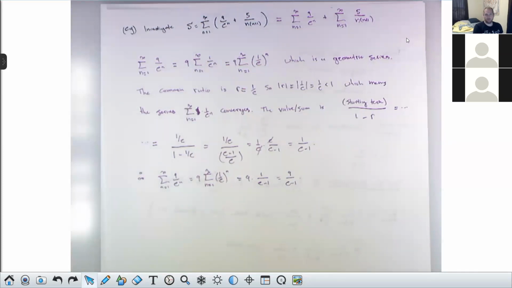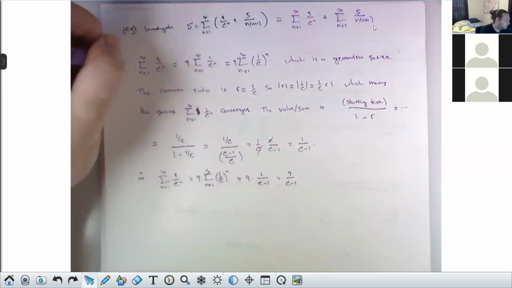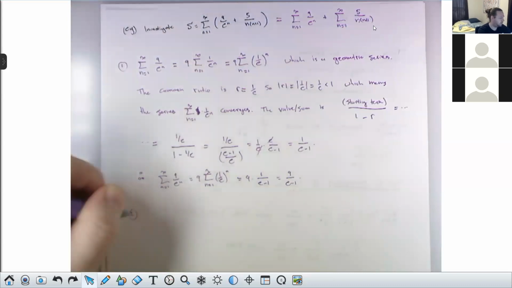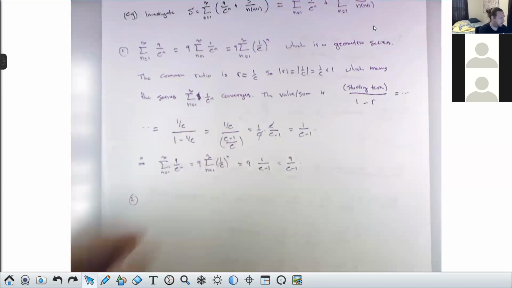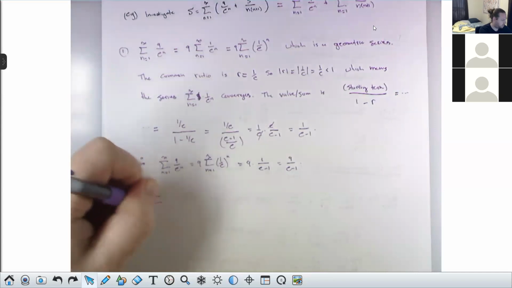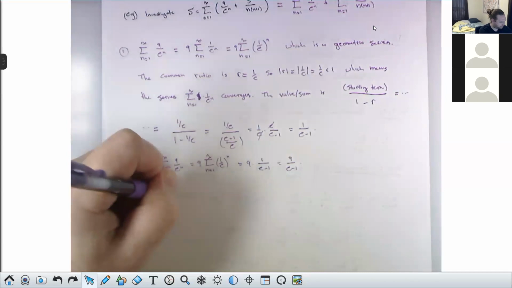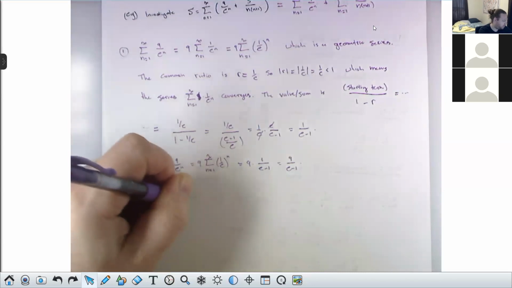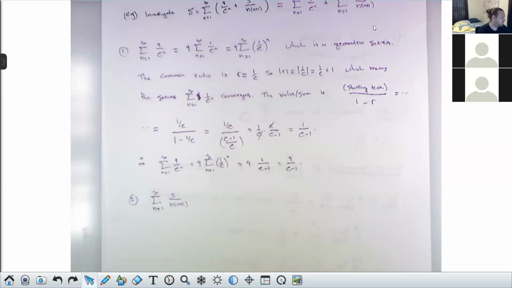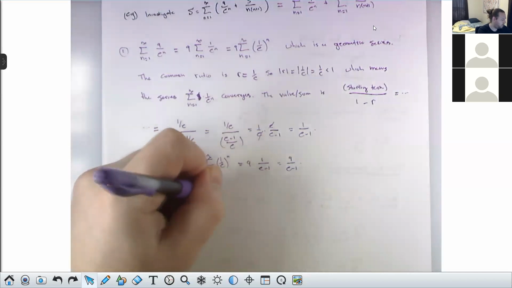The second part is going to require a little bit of work with partial fractions. It's sigma n from 1 to infinity, 5 over n times n plus 1, we can do some PFD.